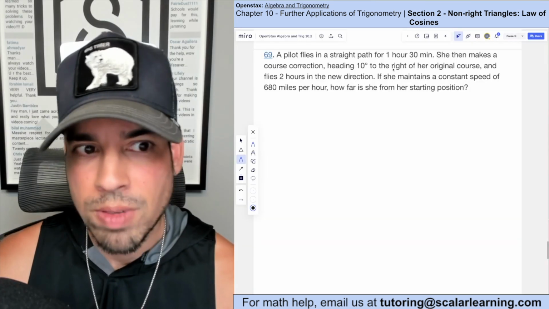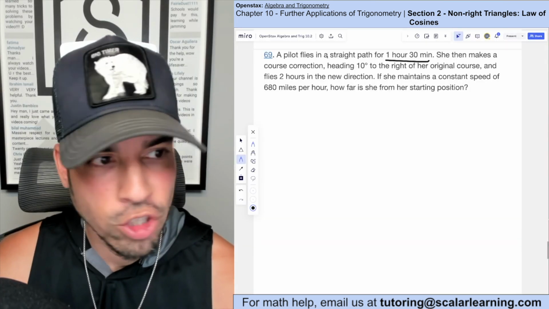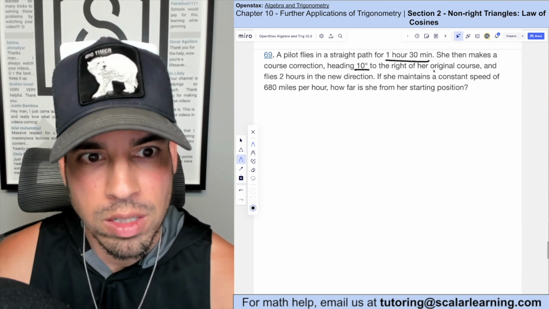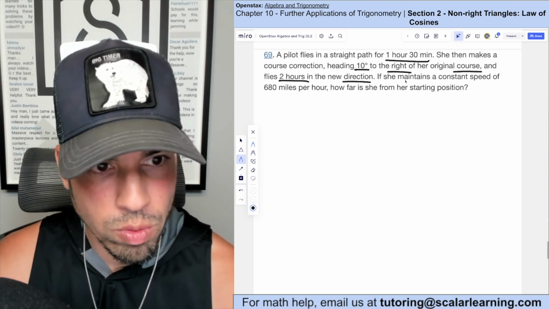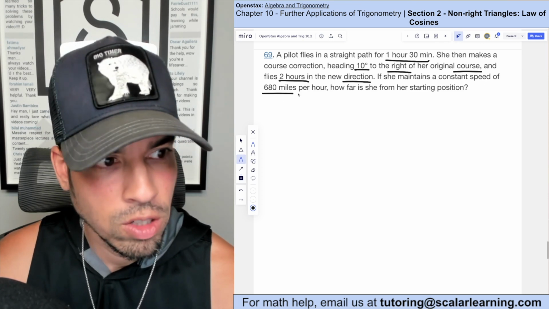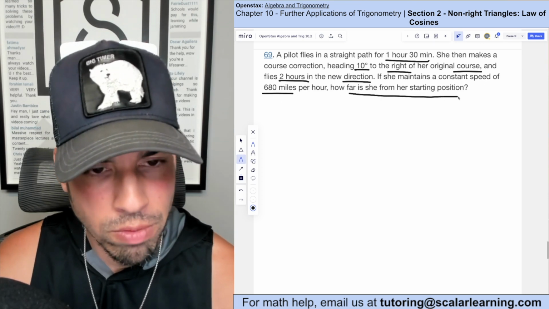Done. A pilot flies in a straight path for 1 hour and 30 minutes. She then makes a course correction heading 10 degrees to the right of her original course, and then flies 2 hours in the new direction. If she maintains a constant speed of 680 miles per hour, how far is she from her starting position?